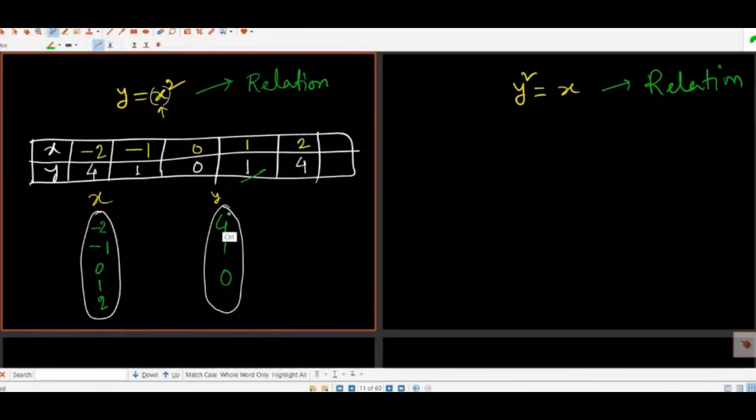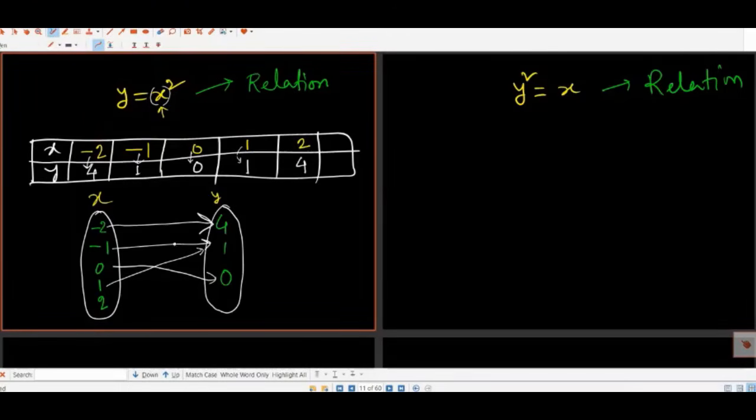Okay, so here let's try to understand. For -2, we have found the output 4. That means -2 is corresponding to 4. -2 is mapping to 4. -1 is mapping to 1. 0 is mapping to 0. 1 is mapping to 1.